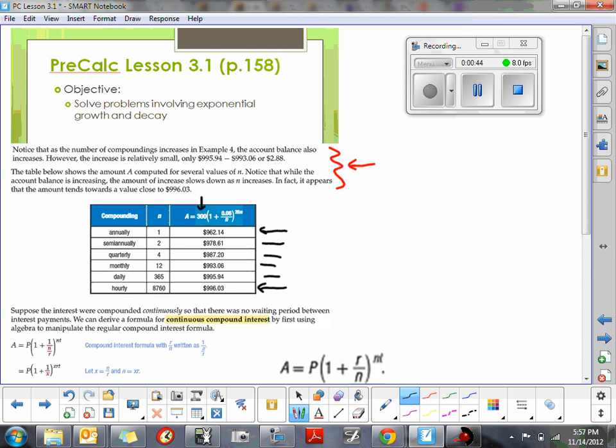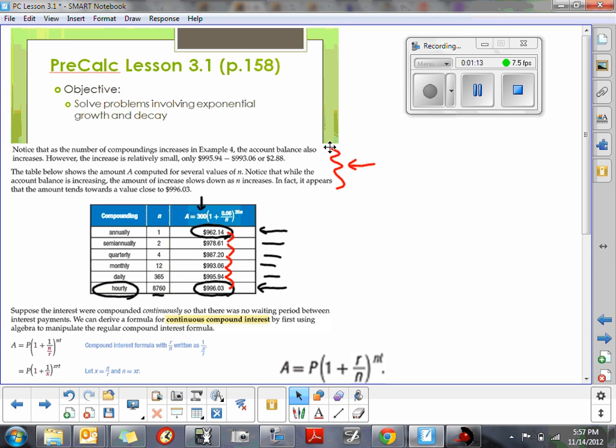By the time they got done, they said, what if we compounded every hour? Well, every hour, you take 365 days of the year times 24 hours, you get 8,760 times of compounding on that interest, and now your money has grown to $996.03, which is a significant growth over what we had on an annual rate. But the growth that we see in between each of these is slowing down a little bit as we go to more and more compounding periods.